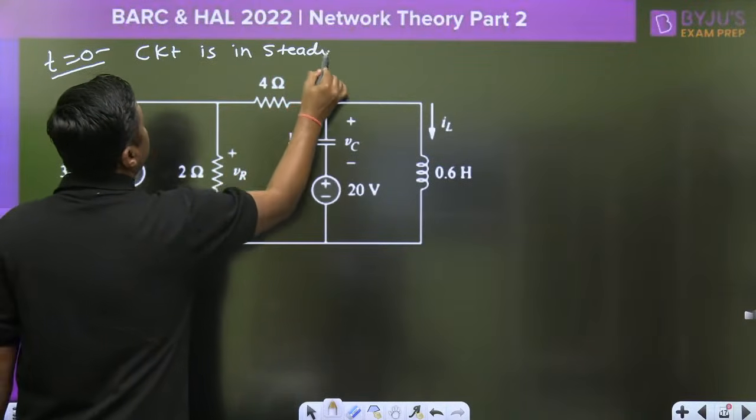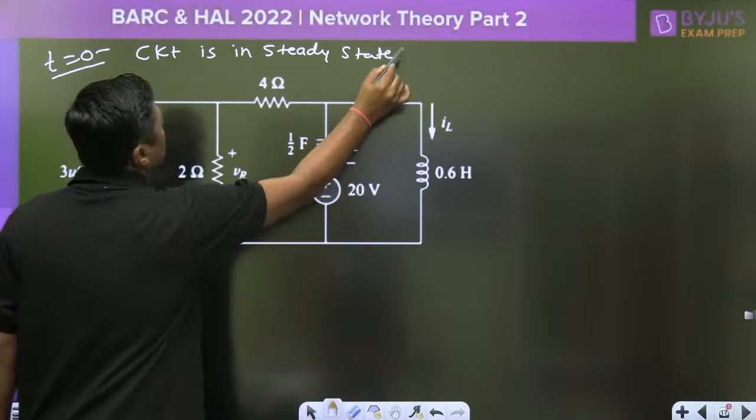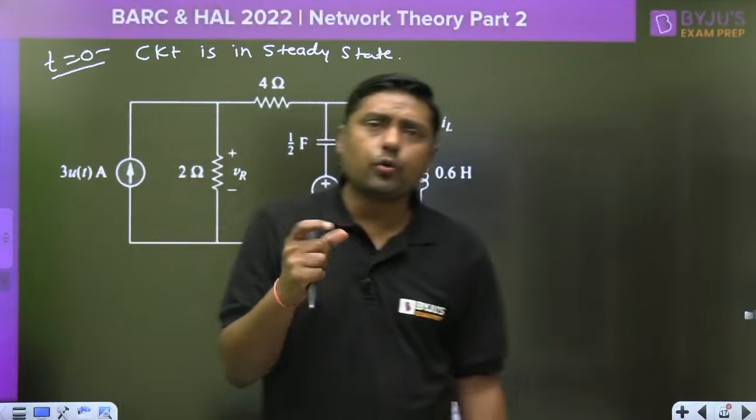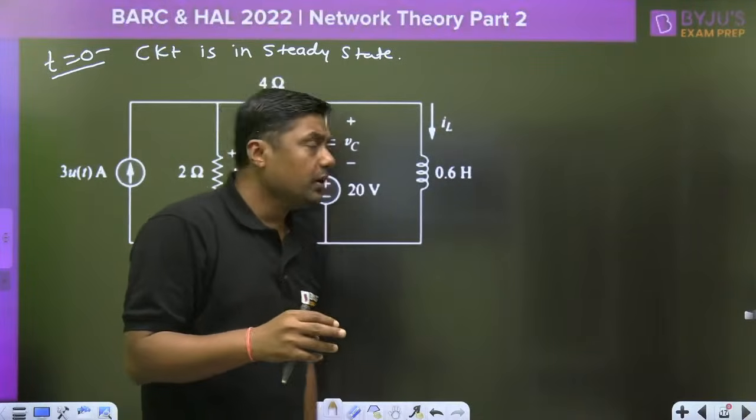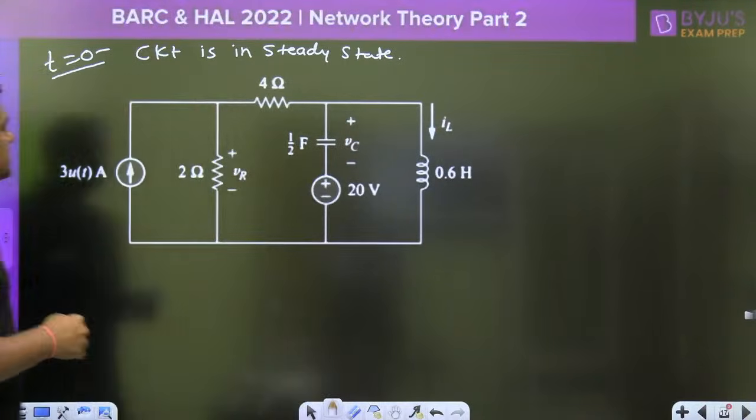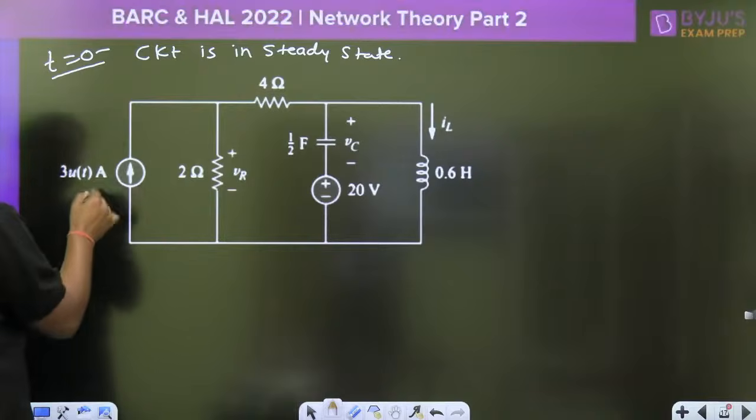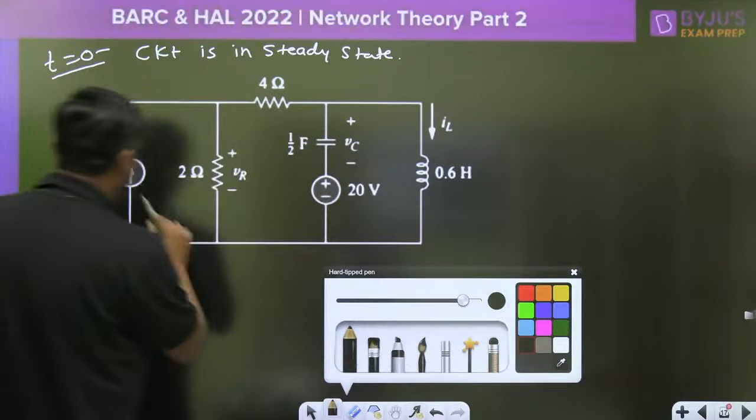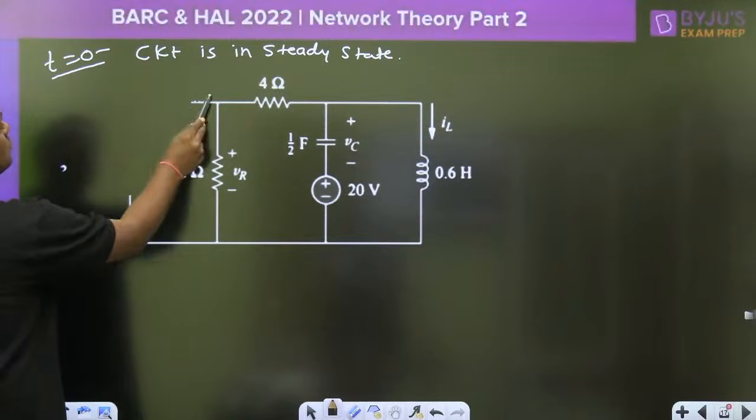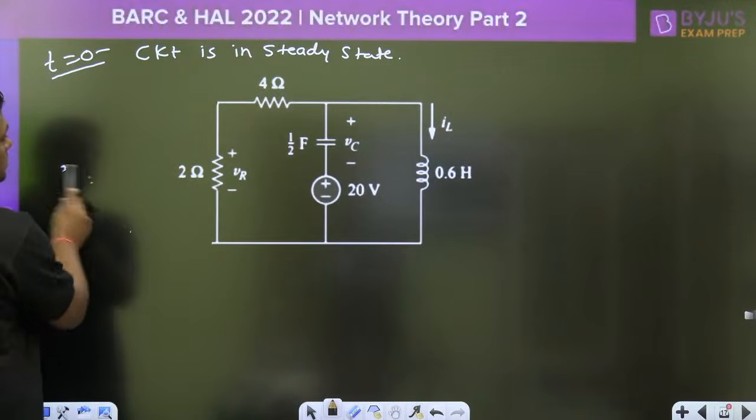the circuit is in steady state. This is a very conceptual question. With these questions you are going to get an idea about initial conditions. The circuit is in steady state at 0 negative, and this portion will act as open circuit. So please remove this. This portion will act as open circuit, so remove this current source.